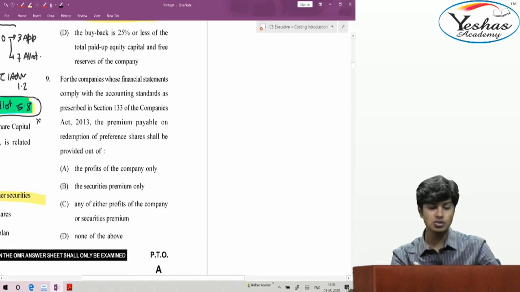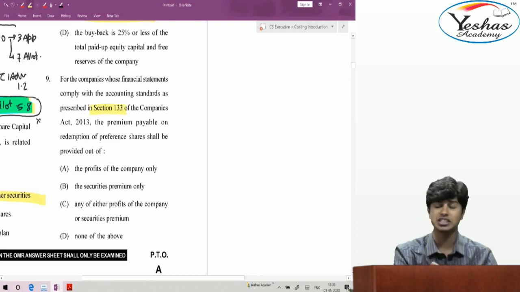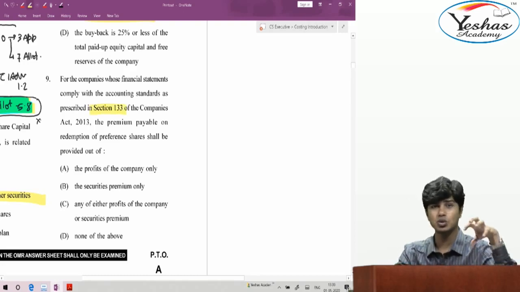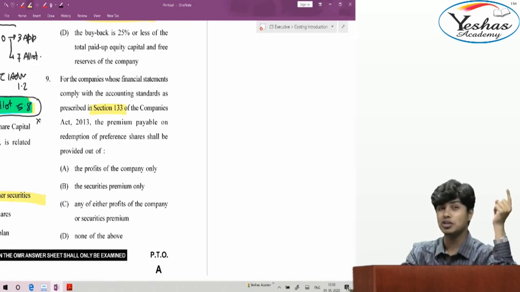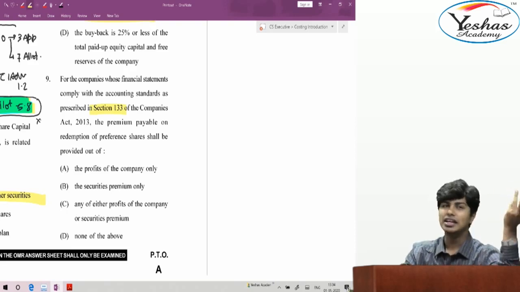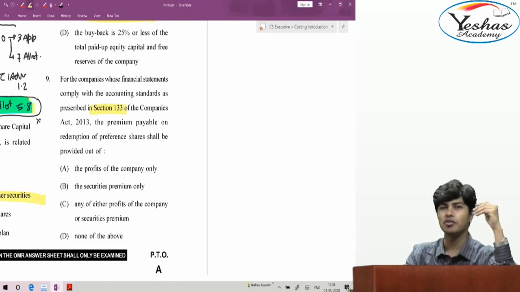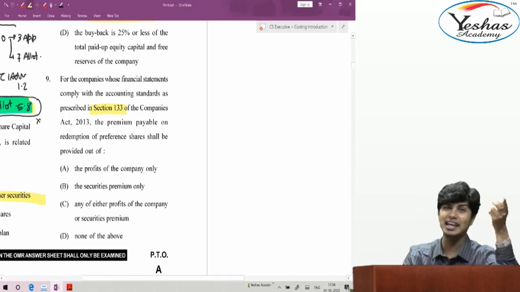For the companies whose financial statements are supposed to be complied under accounting standards given in section 133, these are the companies covered under the bracket of section 133. For redemption of preference shares, if there is any premium, such premium can come only from the P&L account. If the company is not covered under section 133, then it is not enforced by this provision. You can do the same thing that we used to do in Companies Act 1956. Premium to be paid on redemption of preference shares can come from security premium.